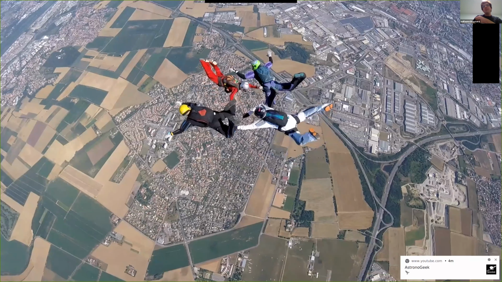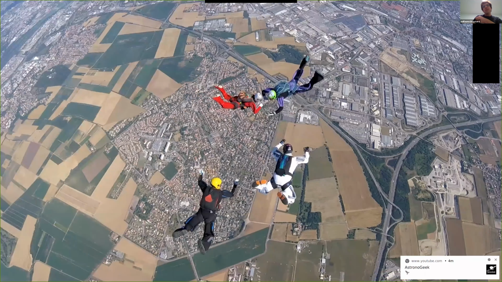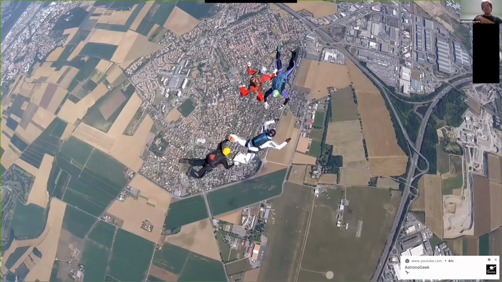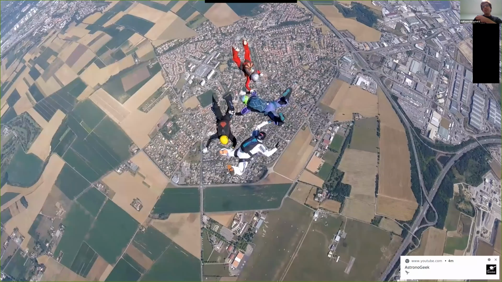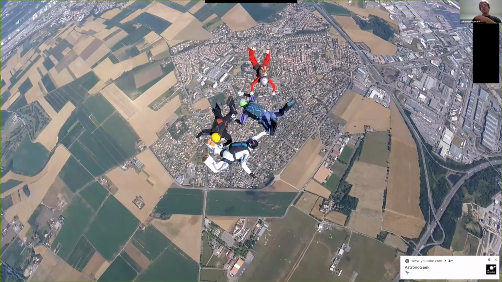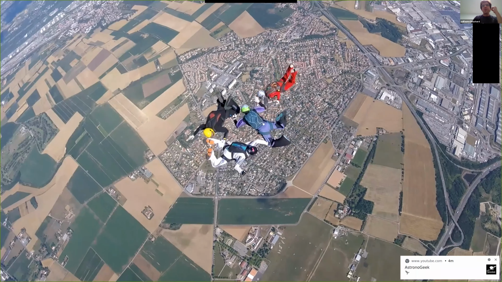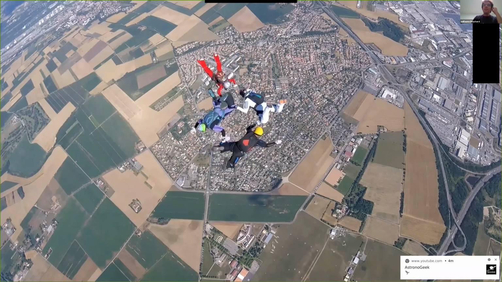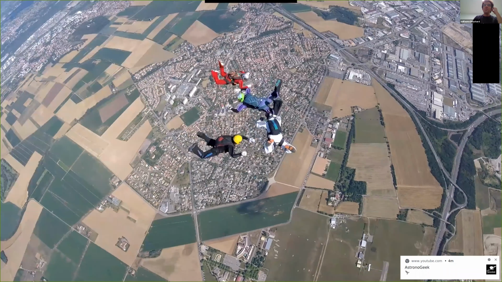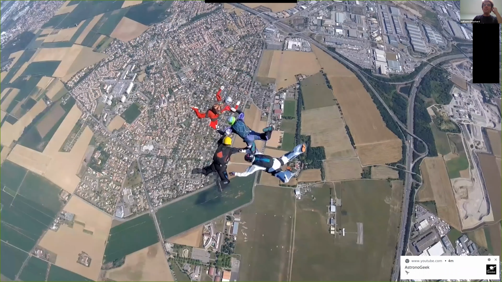And at the end of the sequence, you will see another part of the jump, which is the separation. Because when we are falling like that, we are friends. We'd like to fall together and play together. But we don't like to be together when it's time to open your canopy, because you don't want any interference with other people's canopy. So at the end of the jump, we do the separation, and it will happen soon, I think. Yep. Bye-bye.